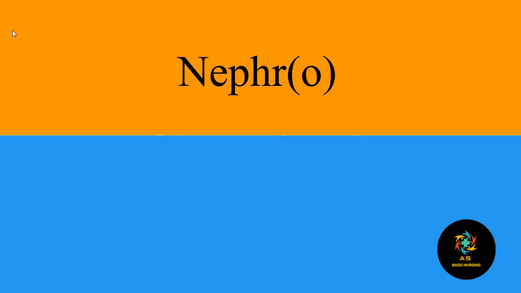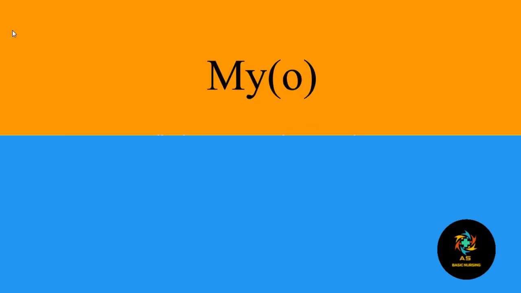Nephro is our next practical test word, meaning the kidney. Example, nephritis, which means inflammation of the kidney. My is our next practical test word, meaning the muscle. Example, myalgia, which means pain in the muscle.